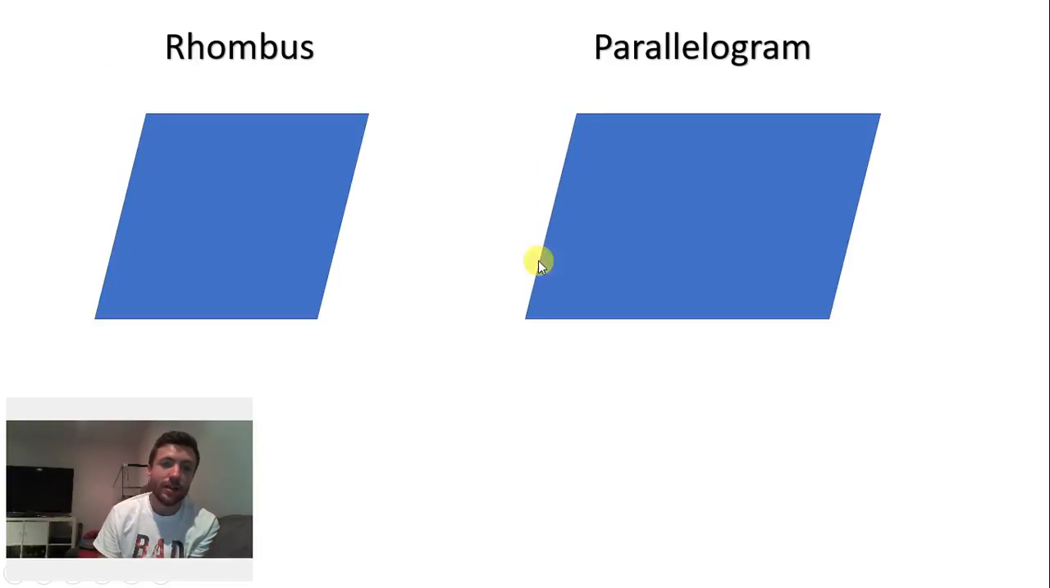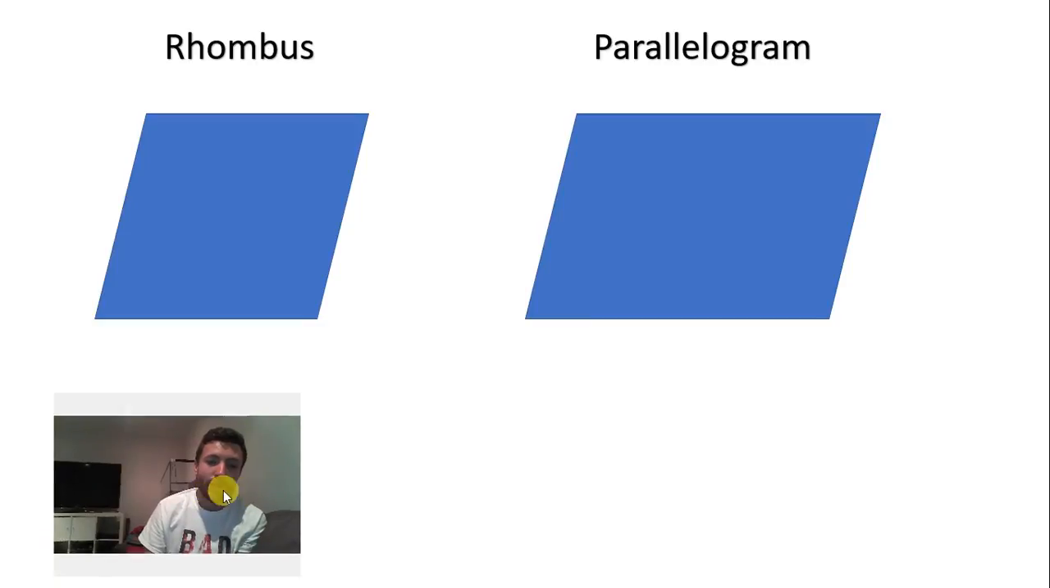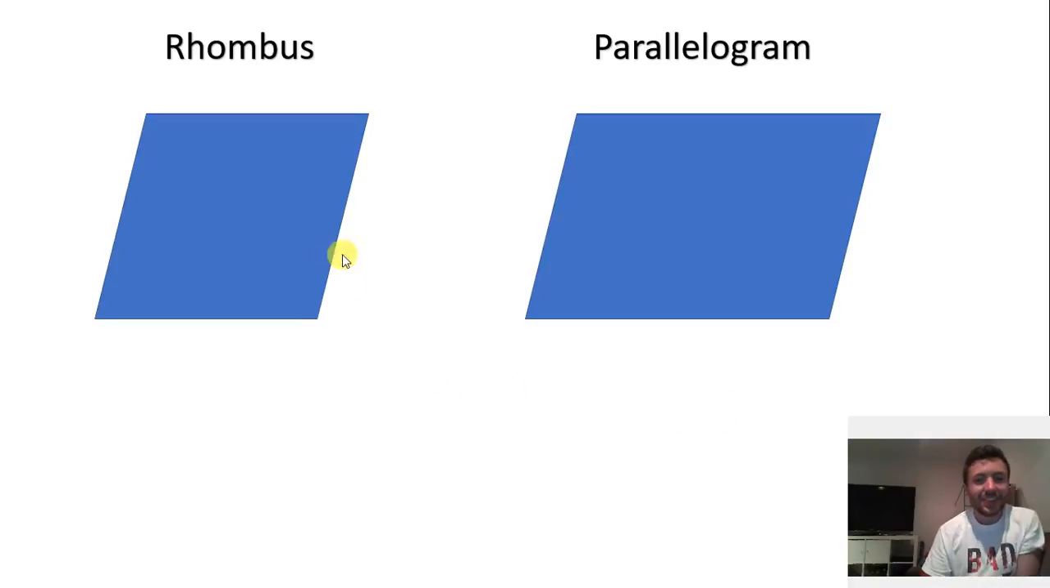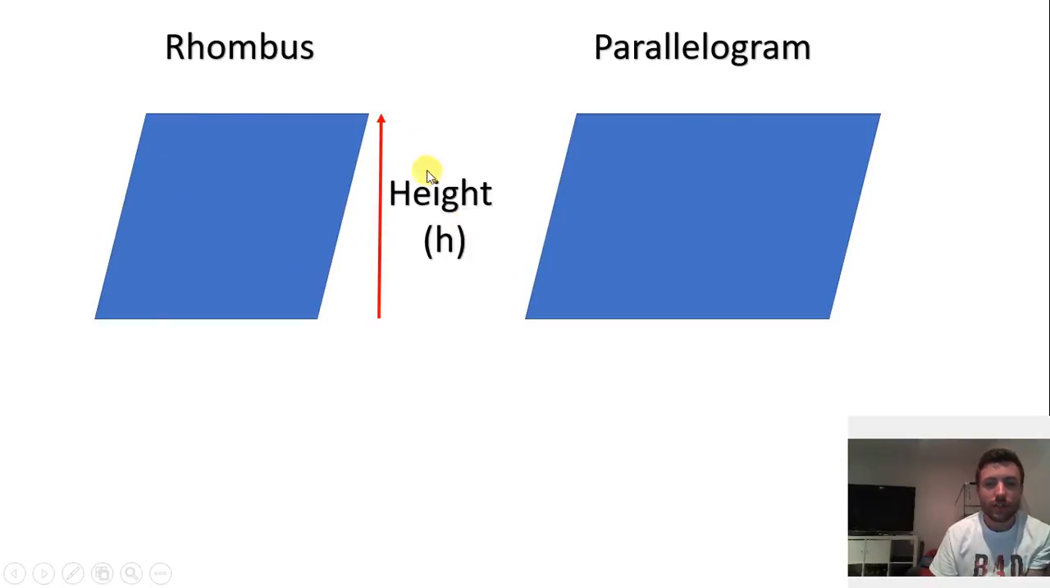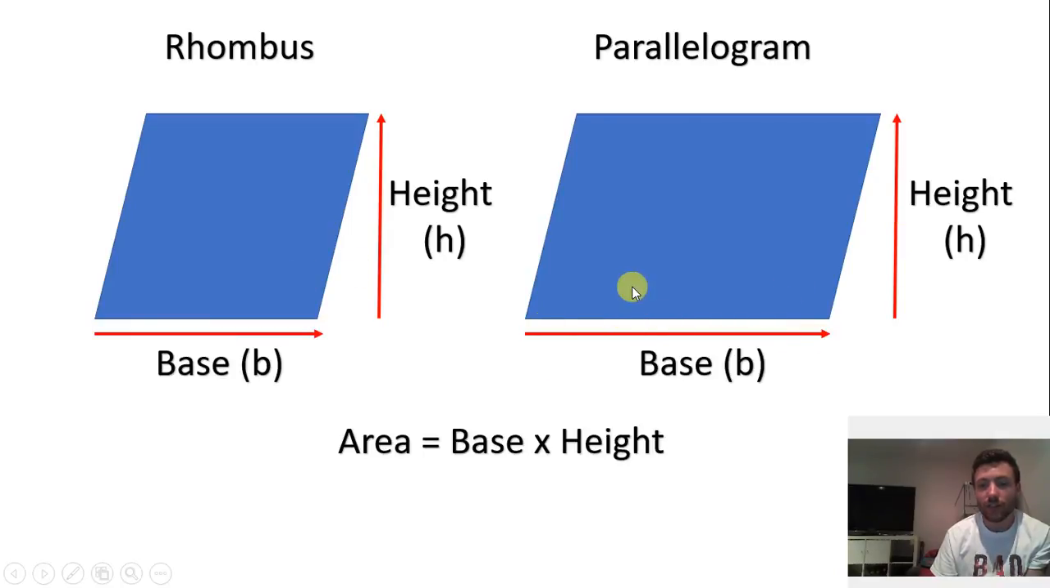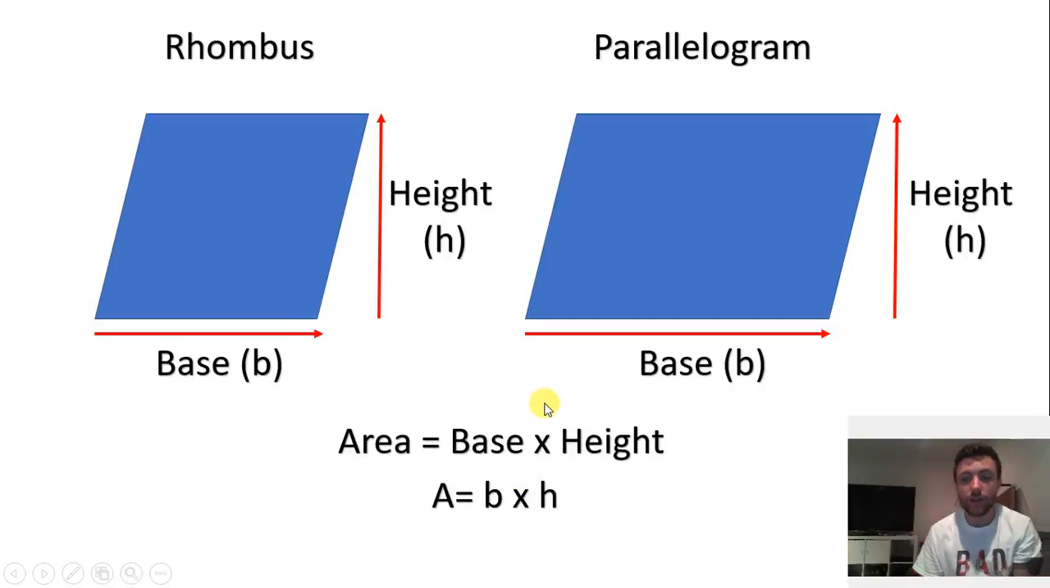The next ones we're going to look at are rhombuses and parallelograms. We looked at these the other day. A rhombus is just a pushed over square, and a parallelogram is just a pushed over rectangle. So we've got a rhombus here, and the important information, like with the triangle, is we need the height and we need the base. Same for the parallelogram, we just need the height and the base. The formula is quite simple for these two, they're both the same. So the area equals base times height, and we can write that shorthand as A equals B times H.